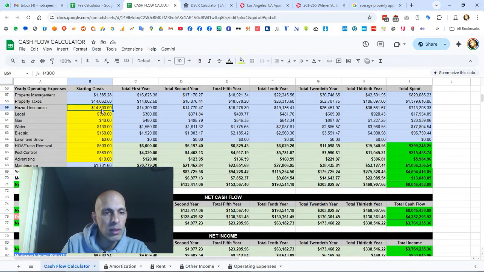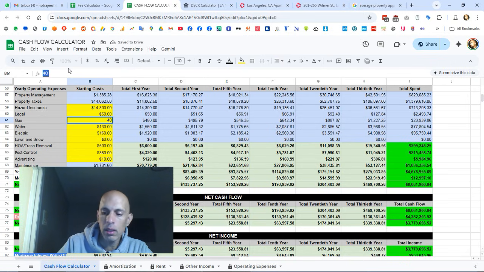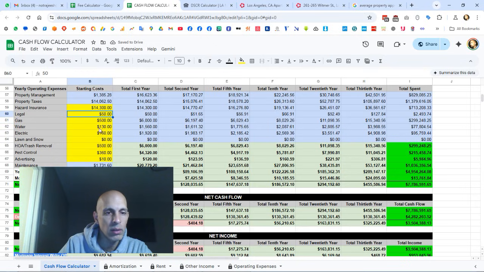Property management, let's say 400, or let's say 500 a month, 6,000 a year. There we go. That's probably a little bit too much for legal. No, this was wrong. That 500.